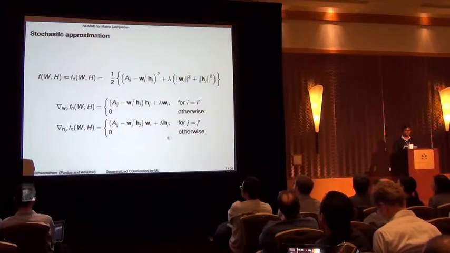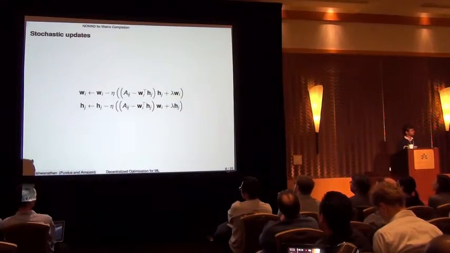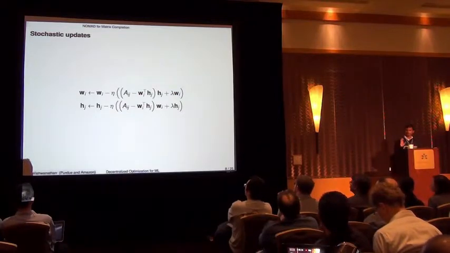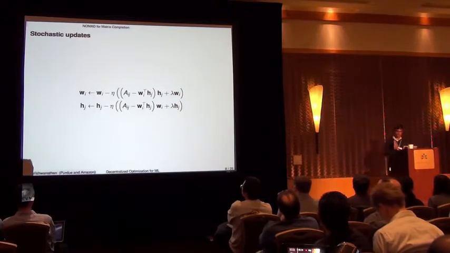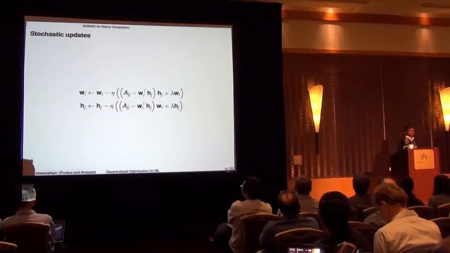If you compute the gradient of this one-entry approximation, you get a gradient which looks like this, and the stochastic gradient descent updates can therefore be written in this form. What I want you to think about is, don't worry so much about the math, but pay attention to the structure of these equations. So what does this tell you?